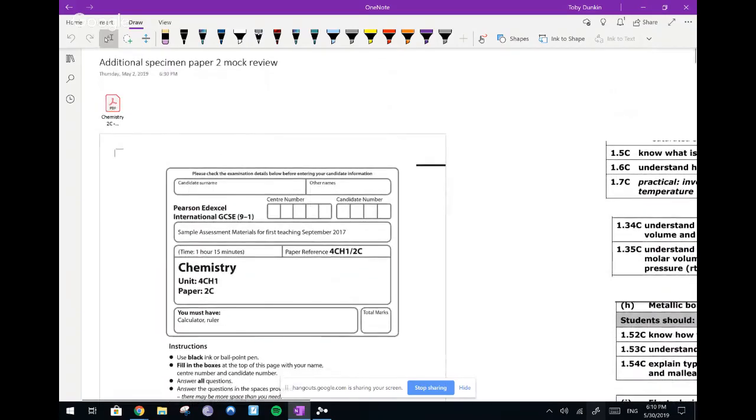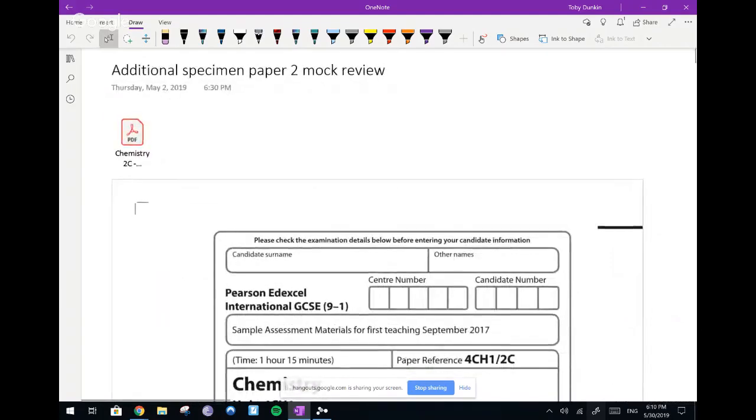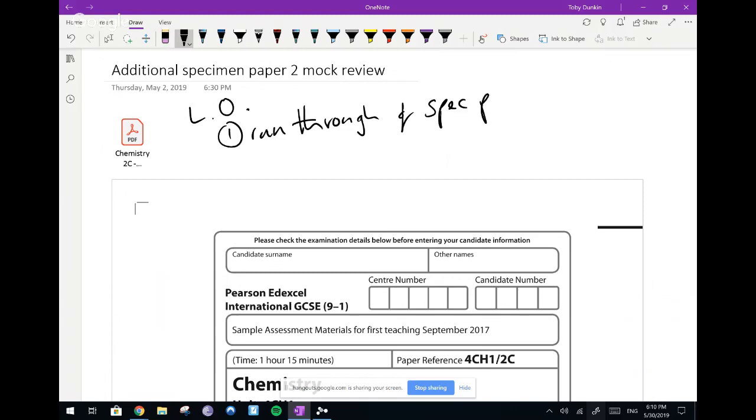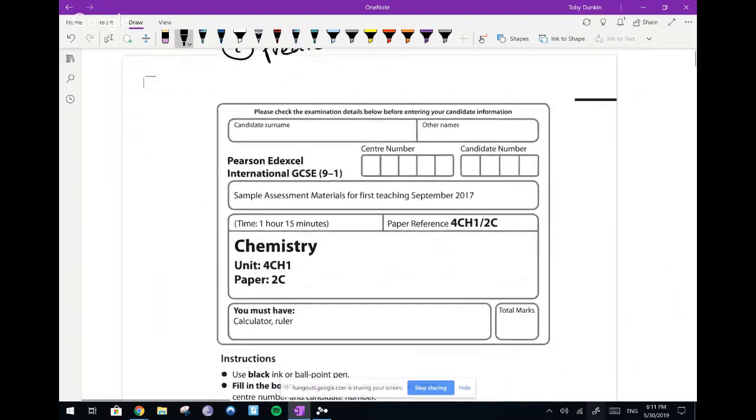Okay, so I'm just going to quickly write onto here that the main focuses for today, my learning objectives, are a run-through of specimen paper 2, and I'm going to give you some predictions. So predictions, hopefully, that are going to really help you out for your exam in a couple of weeks. It'll give you a bit of an idea of what to focus on and hopefully be of some use.